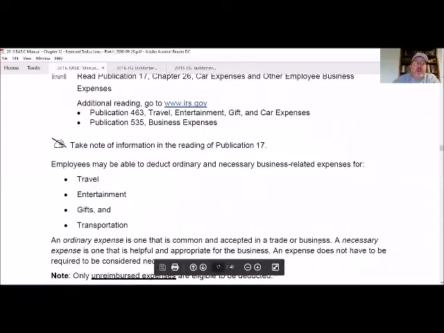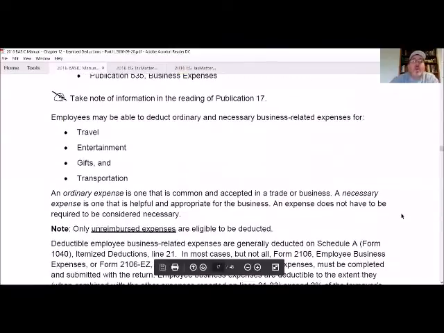The big thing that's introduced here is things that are ordinary and necessary. You can deduct travel, entertainment, gifts, transportation, things like that, but they must be an ordinary expense, as is common and accepted in a trade or business. And a necessary expense is one that is helpful and appropriate for the business. The example I always use, if you are a lumberjack, things that you do that relate to being a lumberjack are ordinary expenses. They're accepted in that trade or business. Being a lumberjack and writing off your cupcake business does not apply.